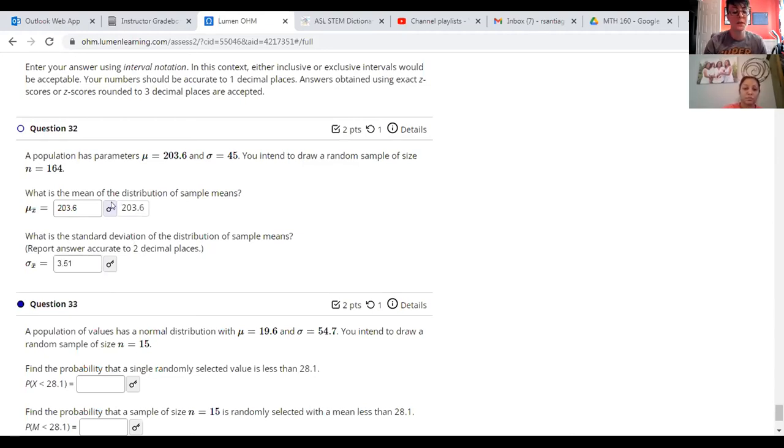So the mean is exactly correct. They should be identical. Now for this one, it shows that we have 3.51, so we were exactly correct again. Any questions on that, Stephanie?